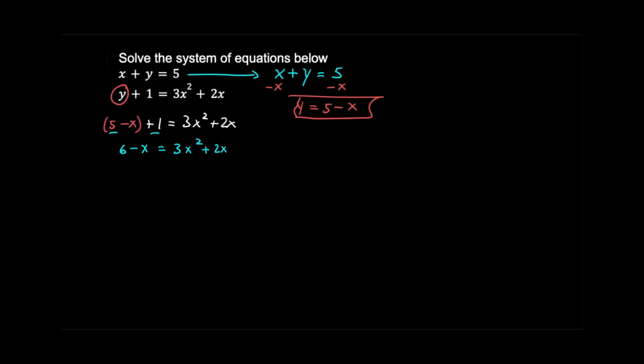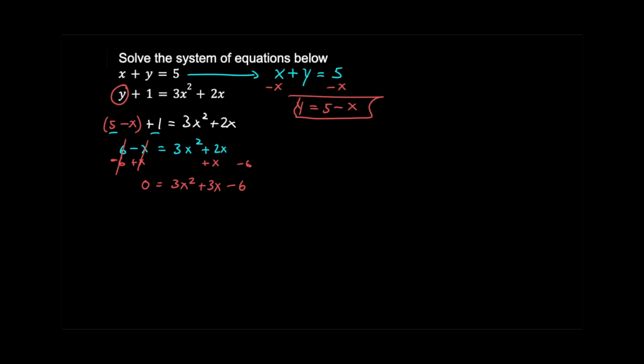Now since it's still a quadratic, we still have the x squared. I'm going to start moving things to one side. I like my x squared to be positive, so I'm going to choose to move everything to the right side. And I'll subtract 6 to do that, and I will add x to do that. Just lining up my like terms there. So 0 equals 3x squared plus 3x, combining like terms, minus 6.